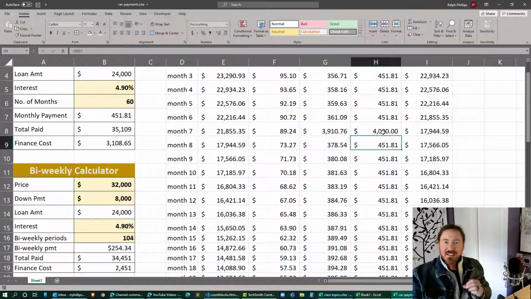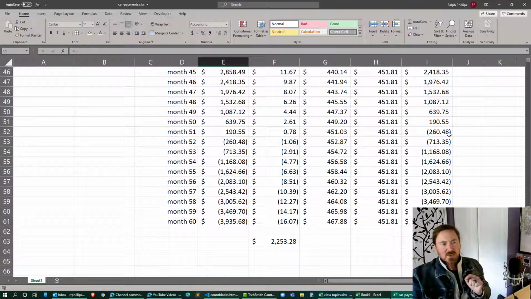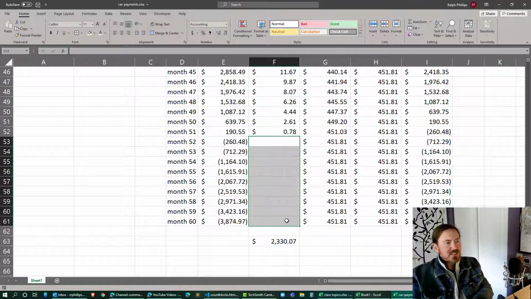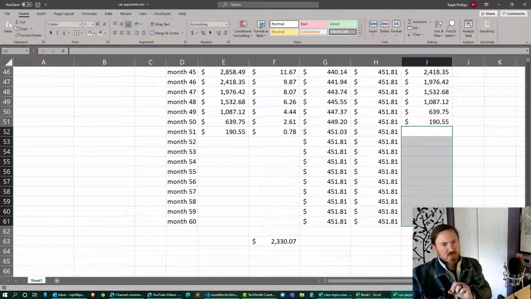Now that $4,000 payment means we're going to have a big chunk go to principal, which means it's going to greatly reduce our beginning balance, which is going to reduce all of those interest charges. So making that one big payment right there, notice at some point I'm going to go to negatives, which I really don't want to show, so I think what I'll do here is I'll just go ahead and delete those, delete that, and delete those. We're still a little bit off, but it's pretty darn close.